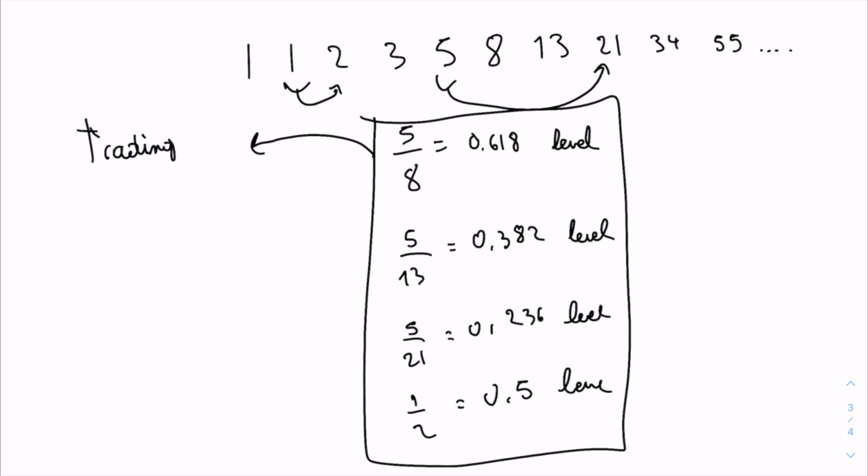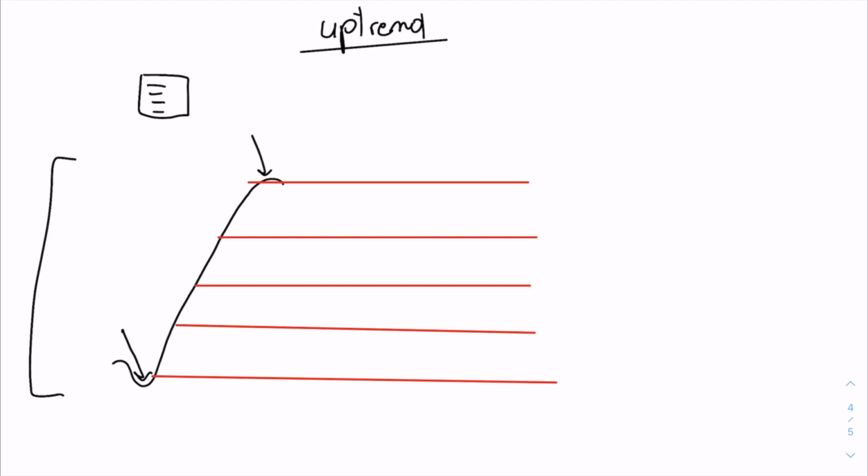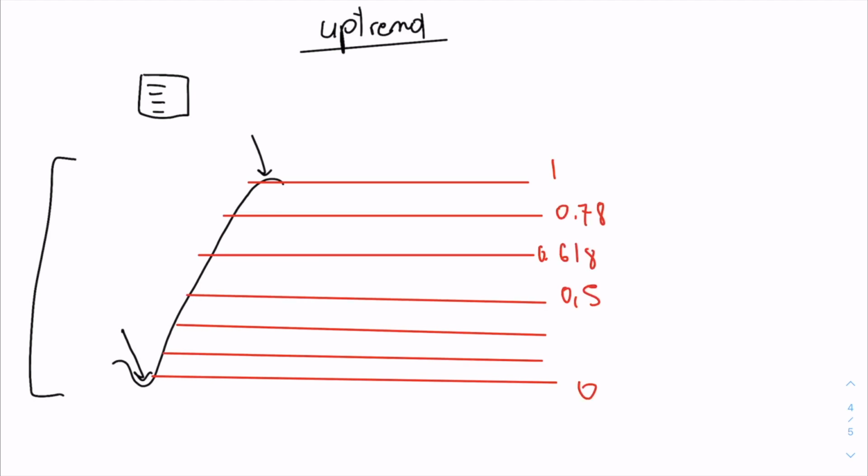If you're going to apply it in trading, these are the Fibonacci retracement levels. We take this and we transform it into percentages. Now let's consider when a stock is on an uptrend. We need to find the swing low and swing high, and we start drawing the Fibonacci retracement line. I'm going to show you later on how to draw it using TradingView.